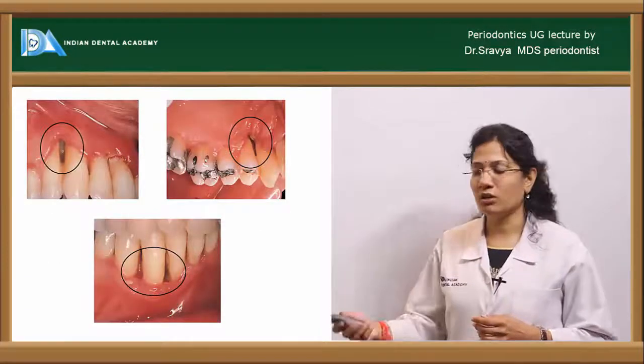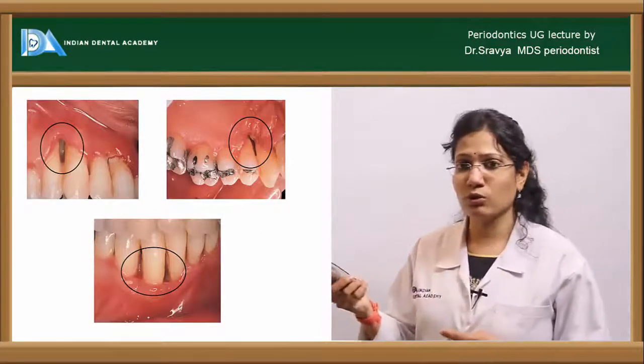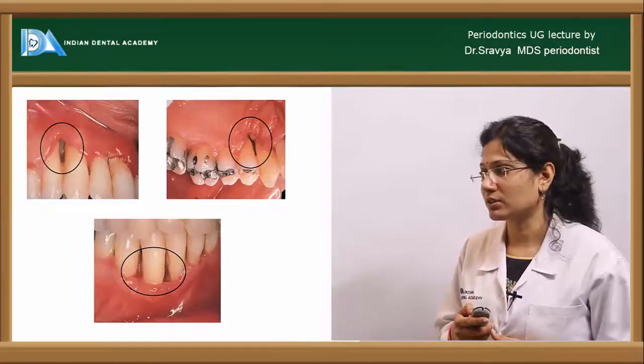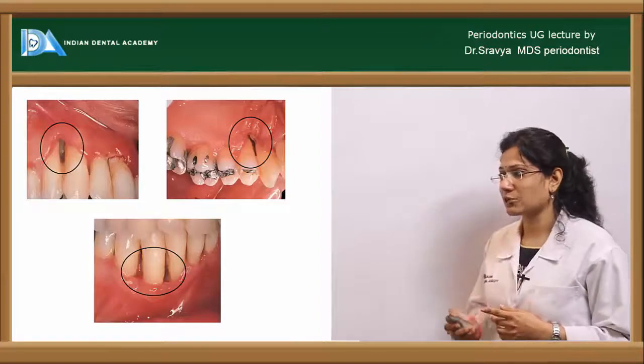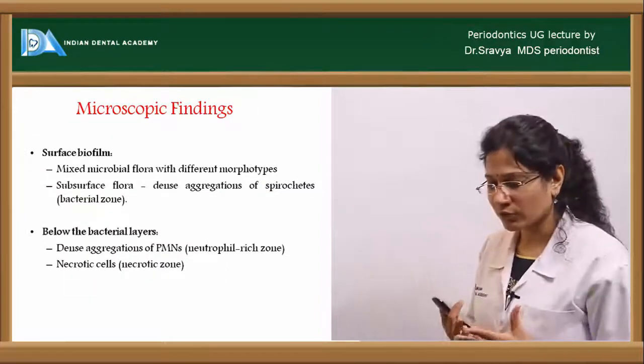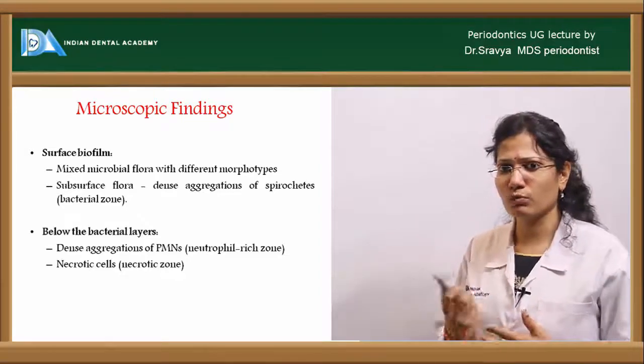This is the clinical picture, which shows you the necrosis of the interdental papilla and your marginal gingiva leading to gingival recession, and interproximal attachment and bone loss. Now, what are the microscopic findings? If you take the tissues under the microscope, what all do you see?